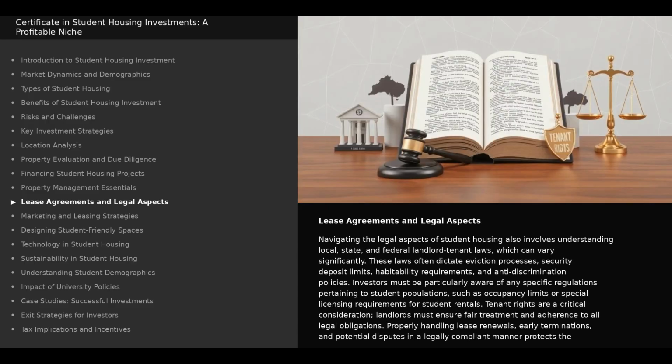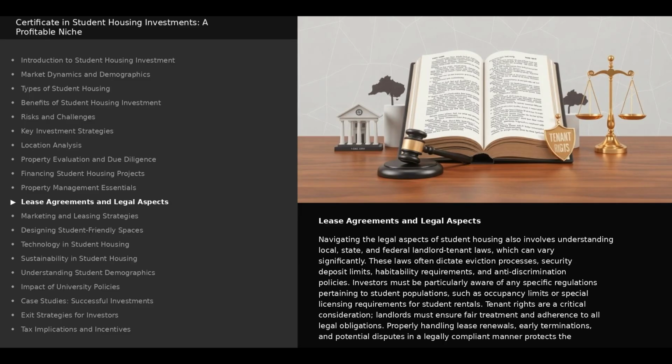Navigating the legal aspects of student housing also involves understanding local, state, and federal landlord-tenant laws, which can vary significantly. These laws often dictate eviction processes, security deposit limits, habitability requirements, and anti-discrimination policies. Investors must be particularly aware of any specific regulations pertaining to student populations, such as occupancy limits or special licensing requirements for student rentals. Tenant rights are a critical consideration.